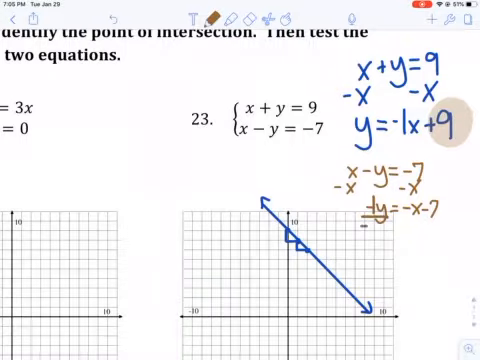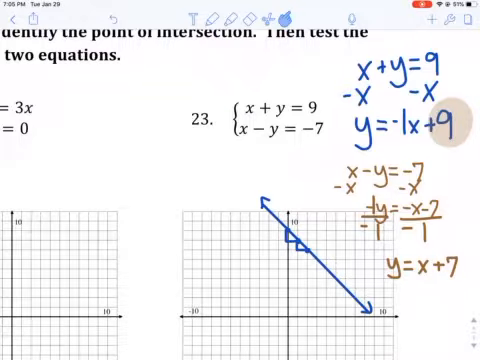In order to get that alone, I got to divide negative 1 on each side. By doing that, I get a positive y here. Negative x divided by negative 1 gives me positive x. Negative 7 divided by negative 1 gives me positive 7. So now I have a slope of positive 7. Well, I mean, not a slope, excuse me, a y-intercept. So I'm going to go 1, 2, 3, 4, 5, 6, 7, right here. And now I'm going to go up 1, over 1, and I'm already finding the solution to my system. They're crossing right there.